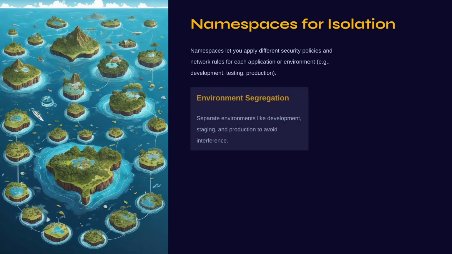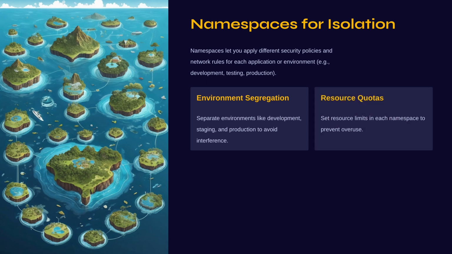First, keeping environments separate. Namespaces let you divide things up so your development, testing, and production environments don't affect each other. For example, if something breaks in your development space, it won't crash your live production system. This makes things more stable and safer to test.